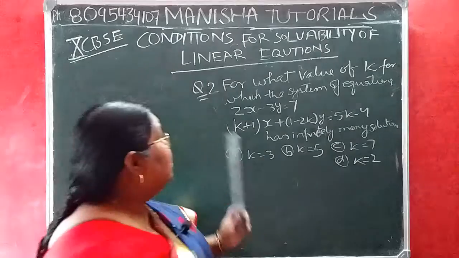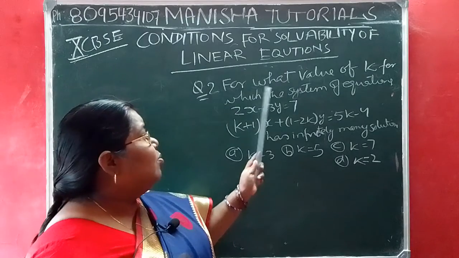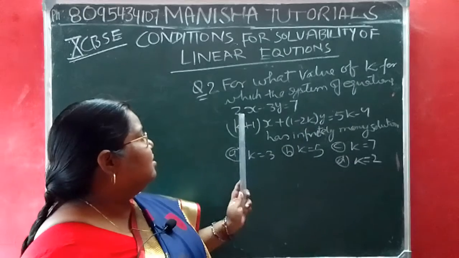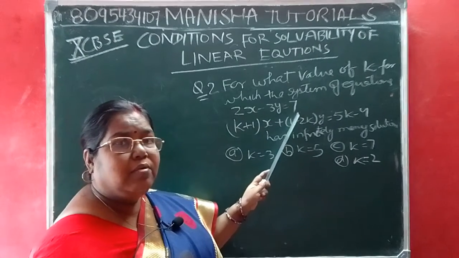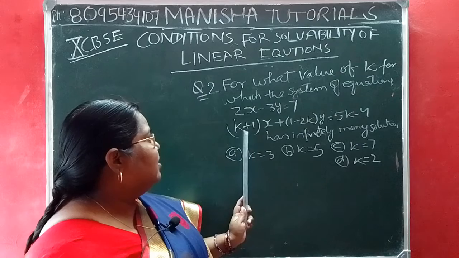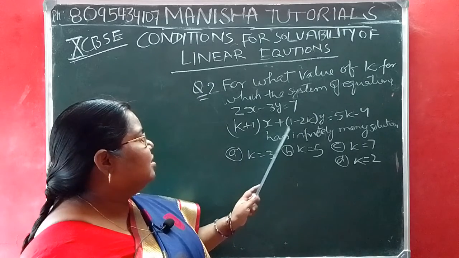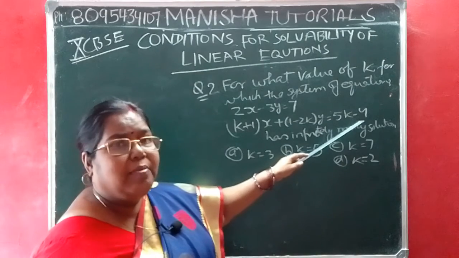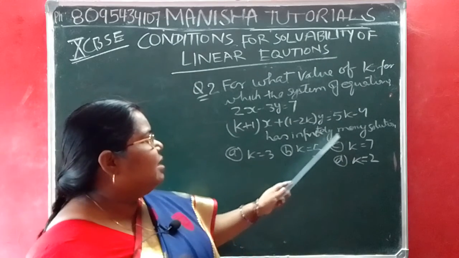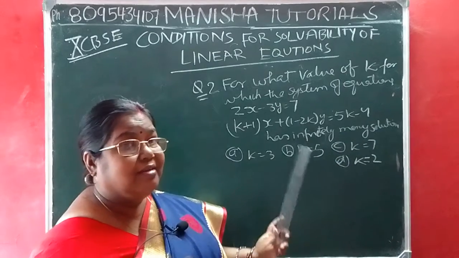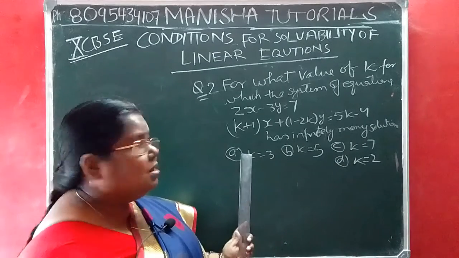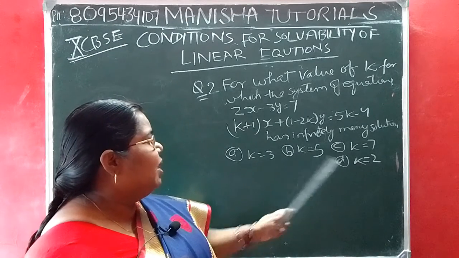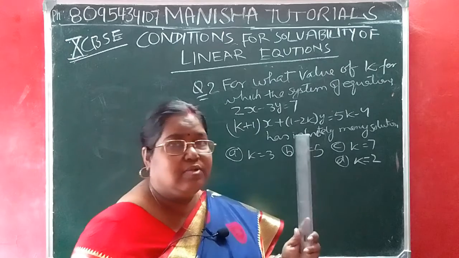Now come for question number 2. For what value of k does the system of equations 2x minus 3y equals 7, and (k plus 1)x plus (1 minus 2k)y equals 5k minus 4, have infinitely many solutions? The options are k equals 3, 5, 7, 2. Which option is correct? You have to say the answer.